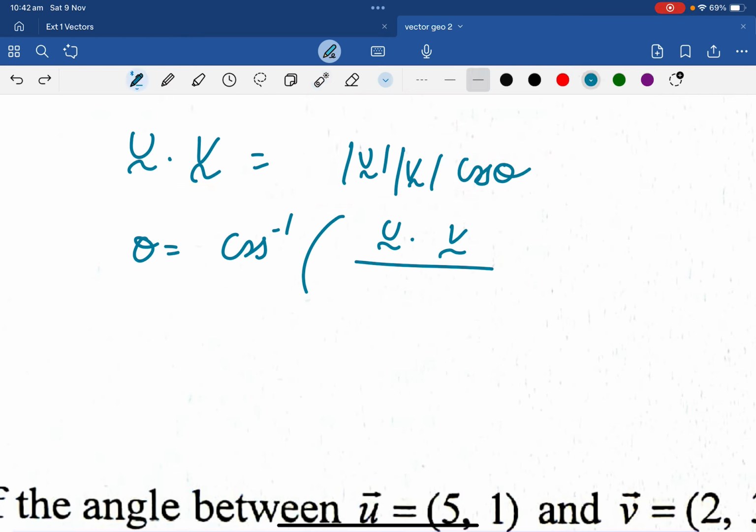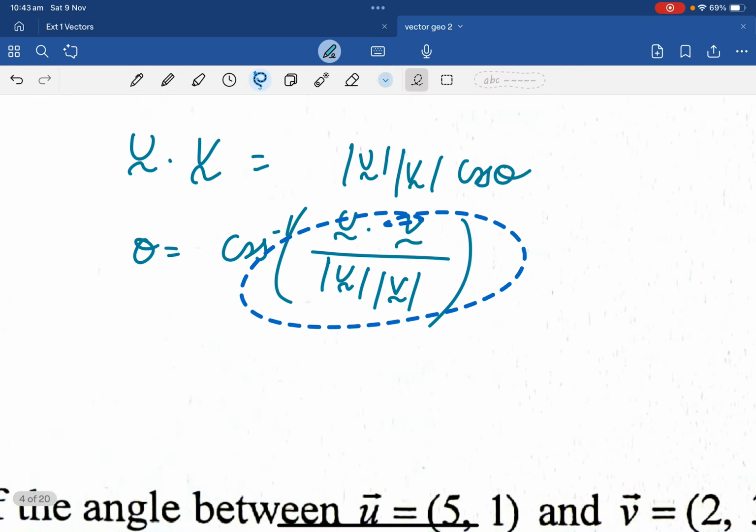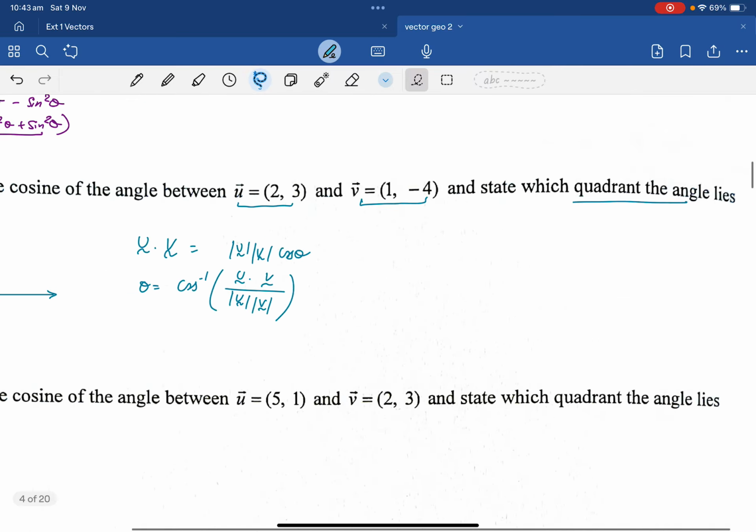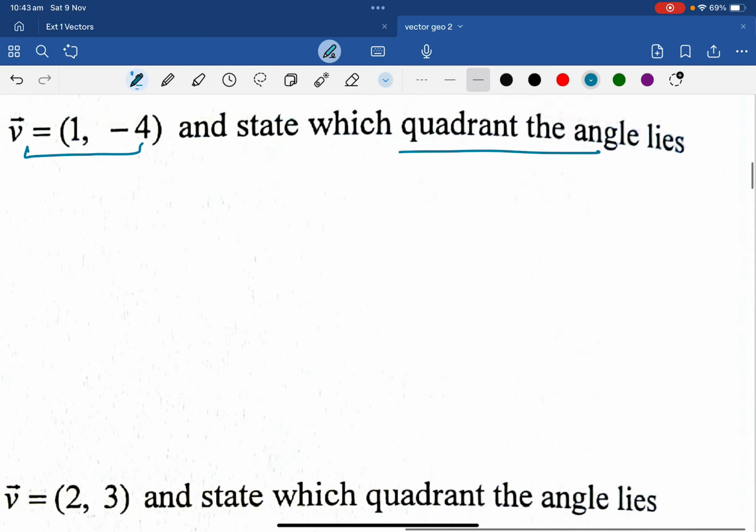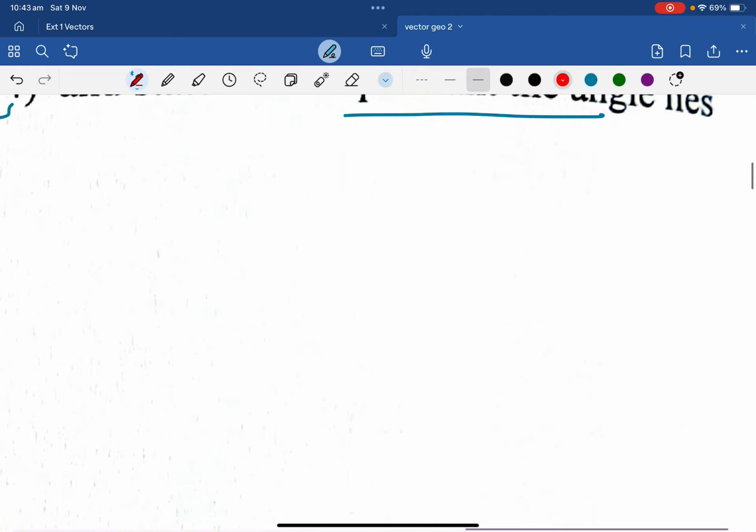So you can do it all in one step: u times v over the magnitude of vector u and the magnitude of vector v. Okay, easy. We know that this is what we want to find. Now, I want you to go on the side and draw this. So first, we're going to do vector u times vector v. We're going to take the dot product, right?